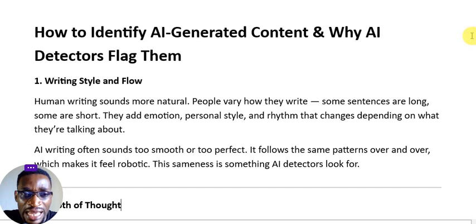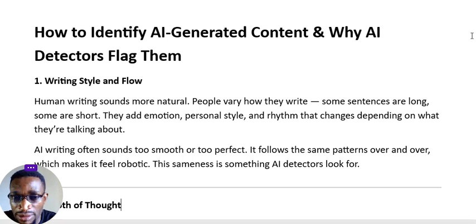So number one on our list is writing style and flow. Human writing sounds more natural. When you write, it's more natural. People vary how they write. You can't simply write the same thing even when you are given the script again. Are you getting me? There's this variation that comes to play, especially in sentences. How long your sentence is, how short your sentence is, there's variation. They add emotions, personal style, and rhythms that change depending on the situation or on what they are talking about.